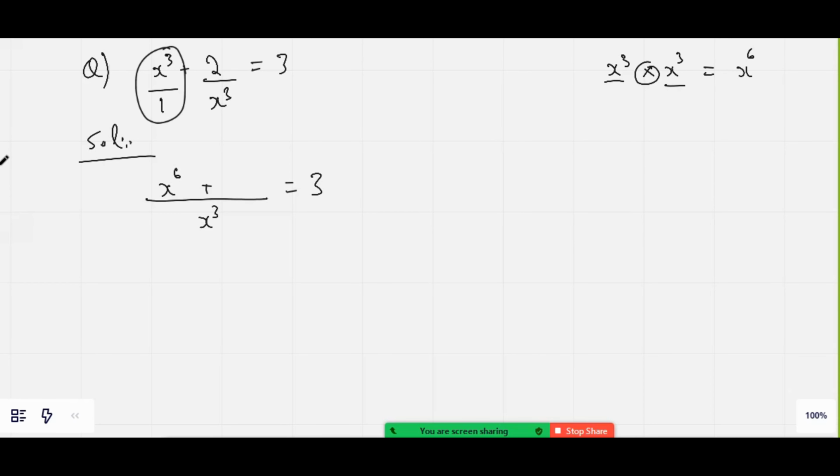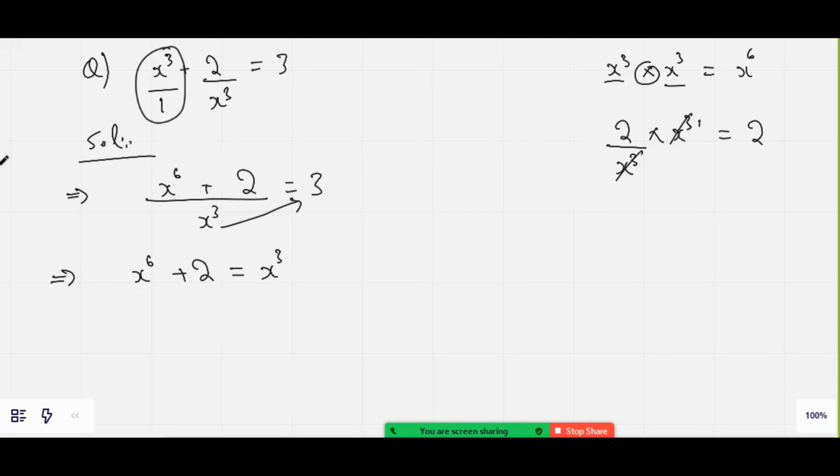And then similarly at the second place, you pick up your second term and multiply it with your LCM, x cube. X cube and x cube get cancelled. What is left is 2. So we just write 2 here. Clear? And now you just shift this x cube over here, it will get multiplied with 3. So you're having x power 6 plus 2 equals x cube. Then you shift this x cube to the left side. This is going to be the structure finally, and this is a polynomial of degree 6.